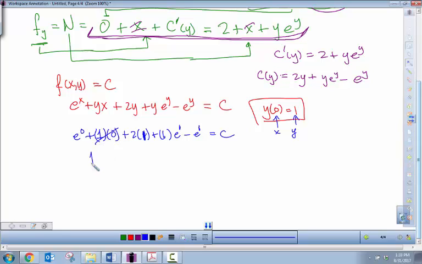What do we got? We got a 1, e to the 0 is 1, plus 2, plus e to the 1 minus e equals c. So c equals 2, 3? I got 3, right? e minus e is 0. 1 plus 2 is 3. I got 1 from e to the x, and I got 2 times 1 from there. And e to the 1, e to the 1.